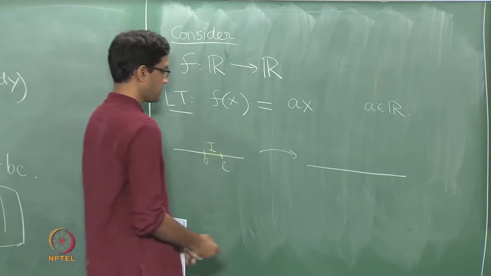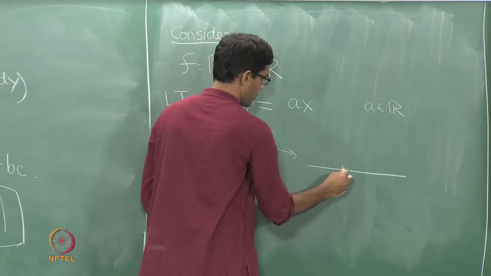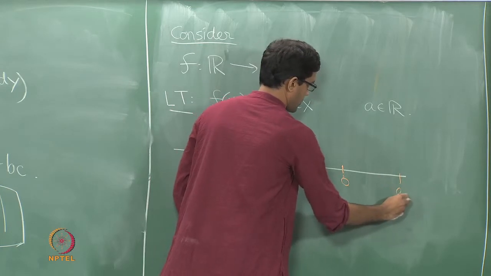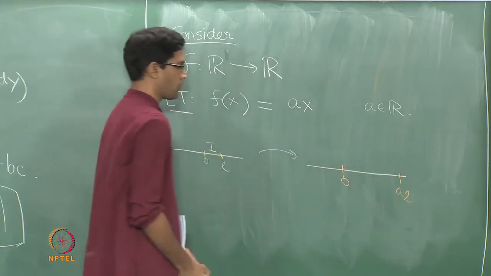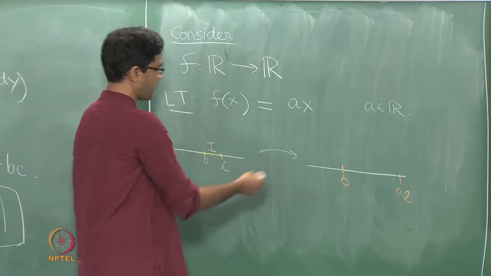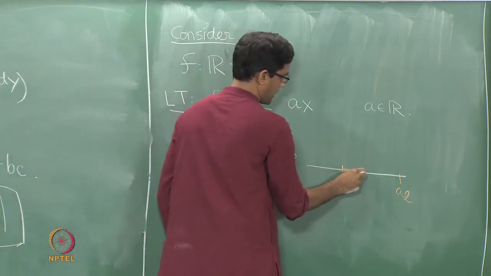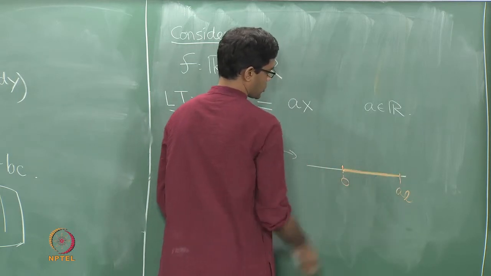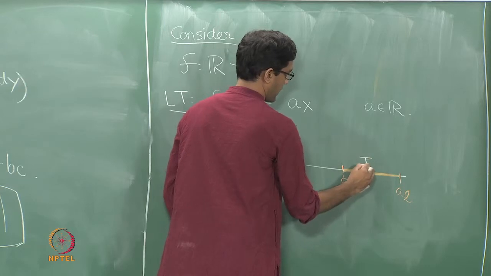I apply my function, f of 0 is 0, and of course by definition f of L is just the point AL. Okay. So this interval I, when I apply the function f, just becomes potentially a larger interval. So if A is for instance 2, it is an interval of size 2L. Okay. So this is my new interval I dash.